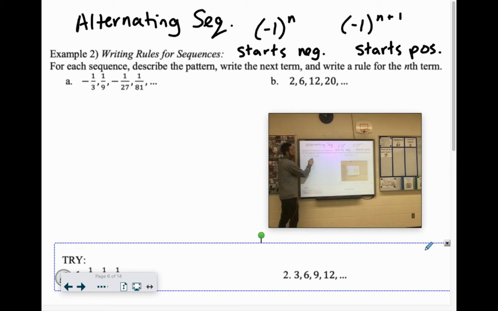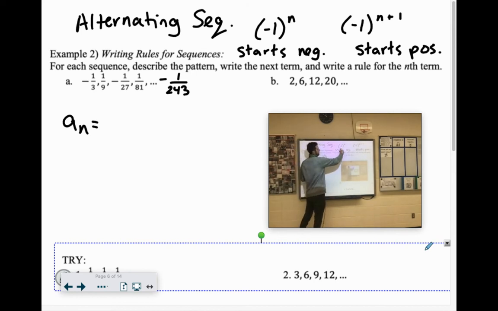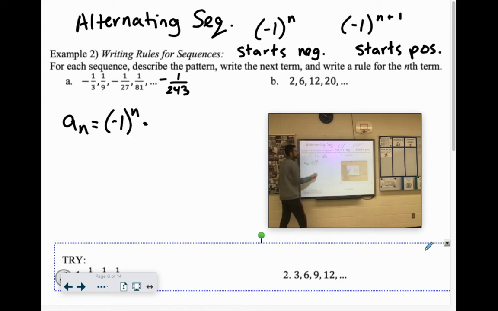So if you look kind of at the pattern, we know our next number would be negative. Now I look at the denominators, and each time it's multiplying by 3. So if I did 81 times 3, that would be 243. Now as far as writing a rule for that, we could say a sub n equals, now again, look up here. If it starts negative, we're going to say -1 to the n times, and then we look at what's going on here. I see the numerator is pretty consistent, so we're going to leave that as 1 over. And if I look at the denominators, again, it's multiplying by 3.